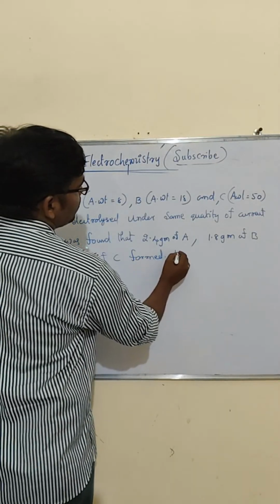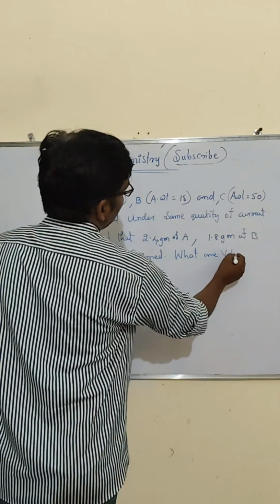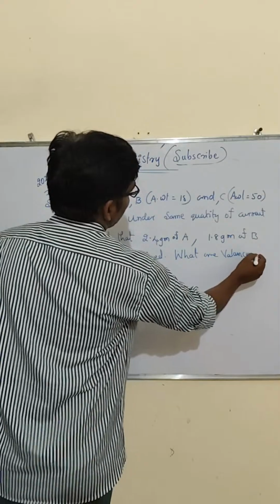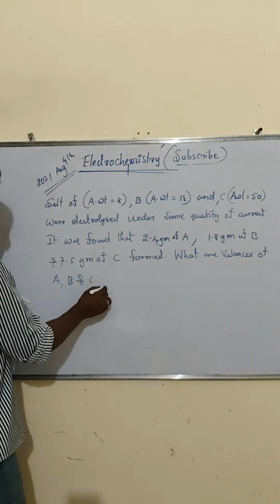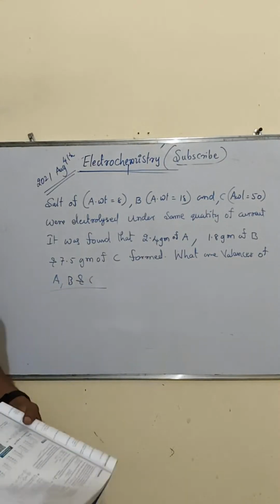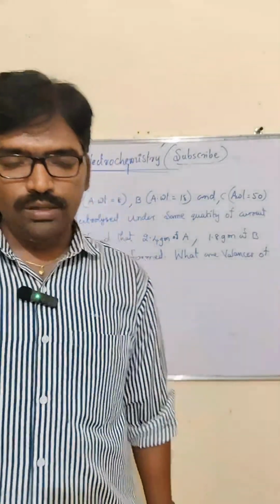Then what are the valencies? Valencies of A, B and C? This is the question. Valencies and n factor. So n factor you have to find out for particular A, B, C.